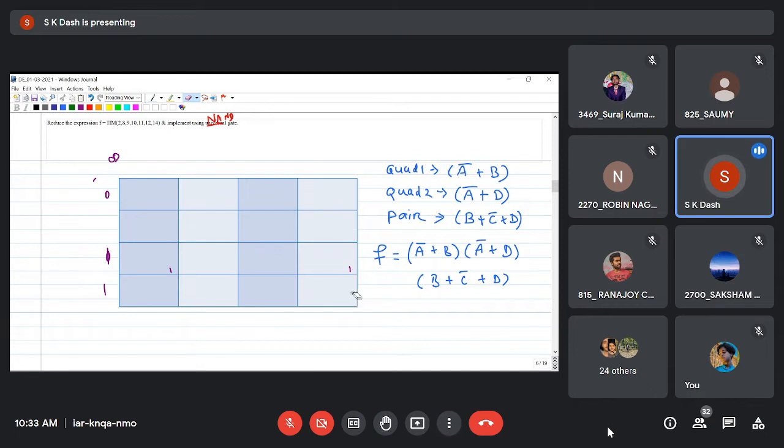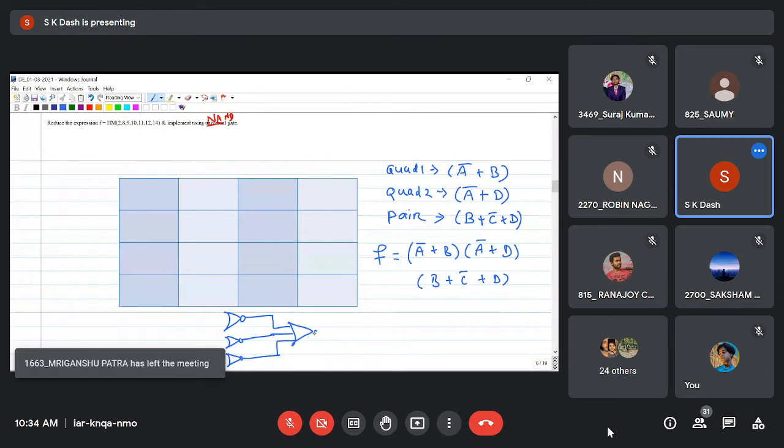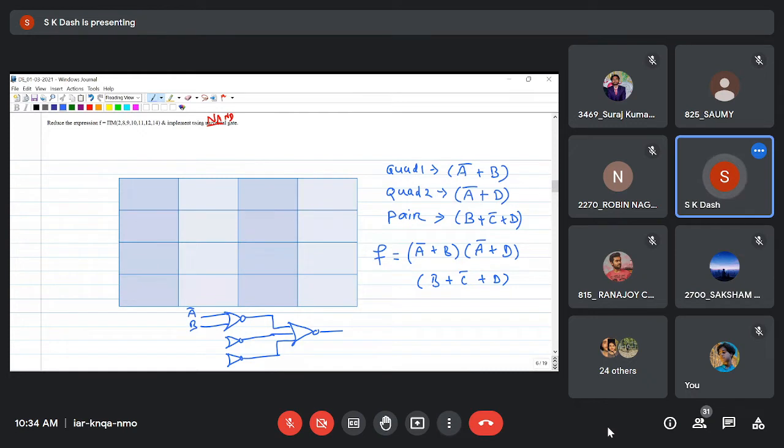Why is it easier in POS? If you go for NOR implementation, they are nothing but two-level implementation. A bar plus B. So basically you will take three NOR gates. First one will be A bar B. Second will be A bar D. Third will be B C bar D. So this will be two-level implementation only.